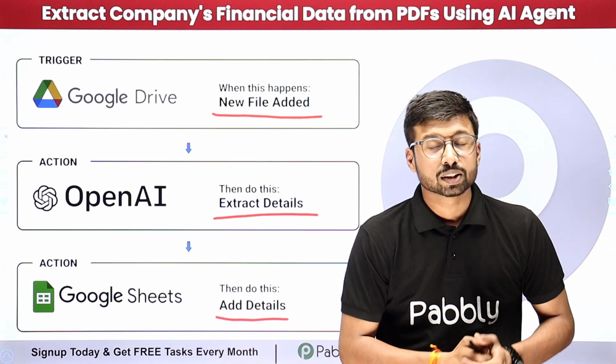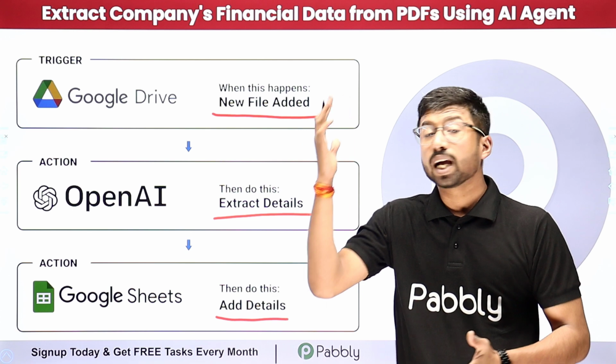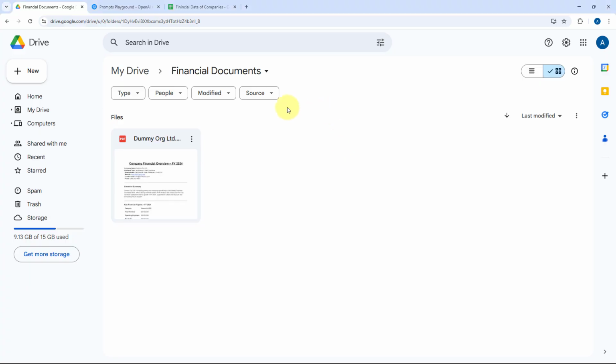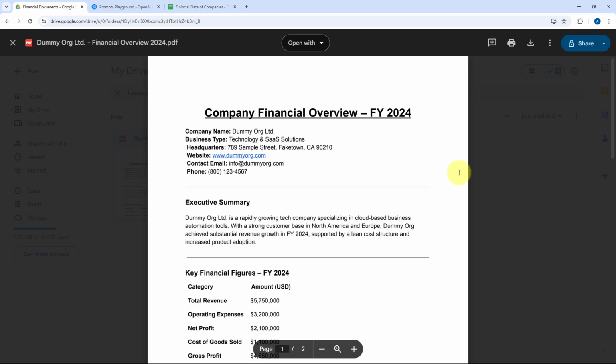platform of your choice. Now, if you want to know how you can build this AI agent all by yourself, for that, let me just take you to my screen. So as you can see, this is my Google Drive folder where I have added this company's financial document in a PDF file over here.